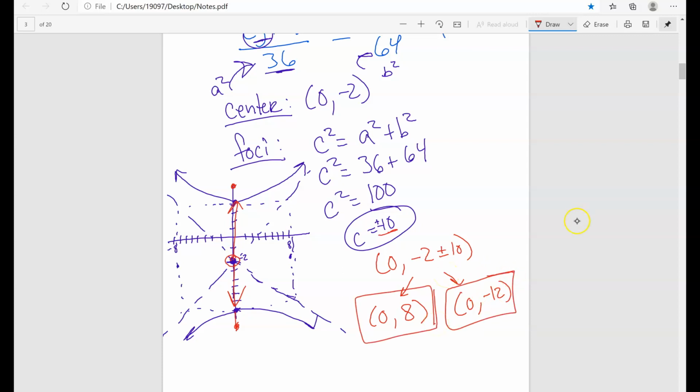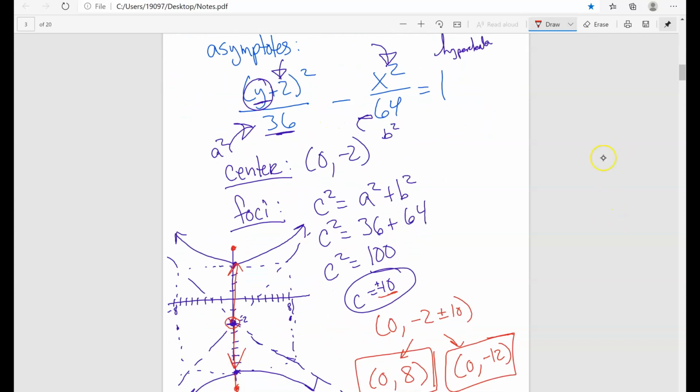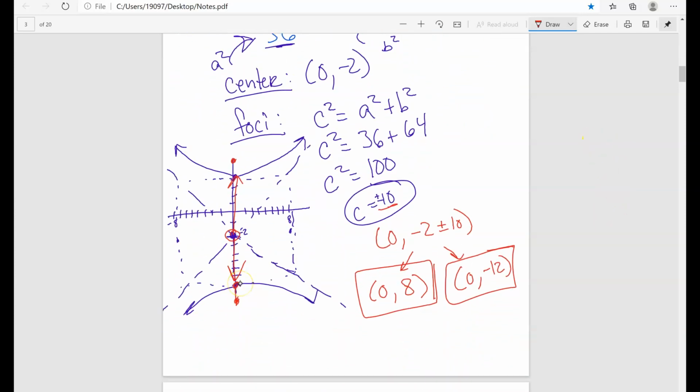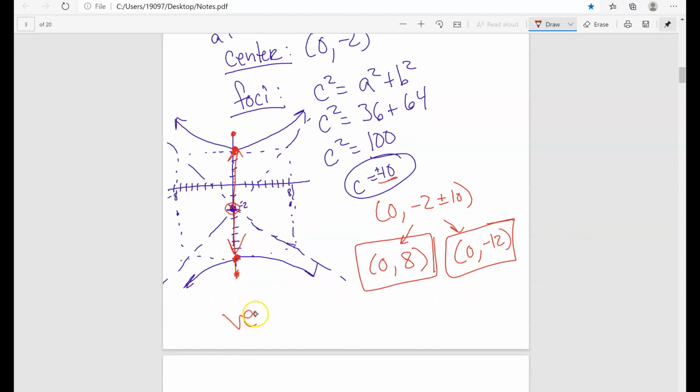Okay. Now what I'm looking for is going to be my vertices. I got the center. I got the foci. I want to find the vertices. The vertices are going to be wherever you have the transverse axis, which is right there. So from this one, you can either add or you can just count. So you're going to go 1, 2, 3, 4, 5, 6. I think it's 6. Yeah. So vertices is going to be, that's wrong. That should be 4, I think. 1, 2, 3, 4. Yeah. So that would be 0, 4.